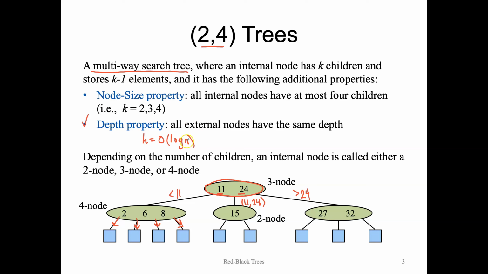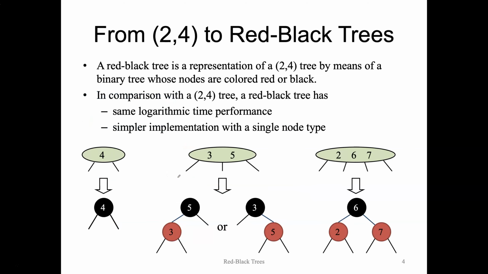But problematic with 2,4 trees is that we have these different types of nodes, 2 nodes, 3 nodes, and 4 nodes. So this can make an implementation complex. So later in the 1970s, Leonidas Guibas and Robert Sedgewick developed red-black trees in order to simplify the implementation by representing the 2, 3, and 4 nodes just by a single node type.